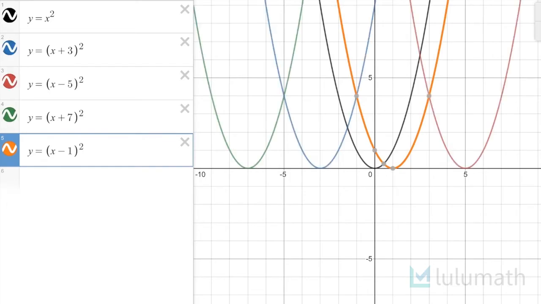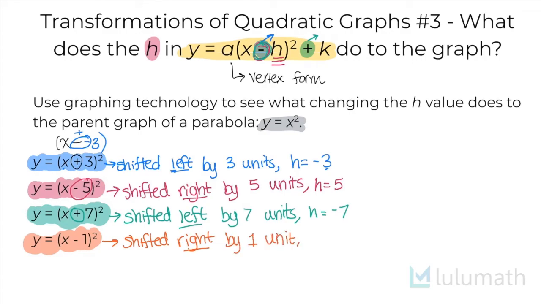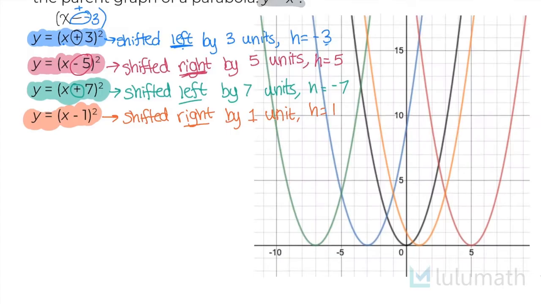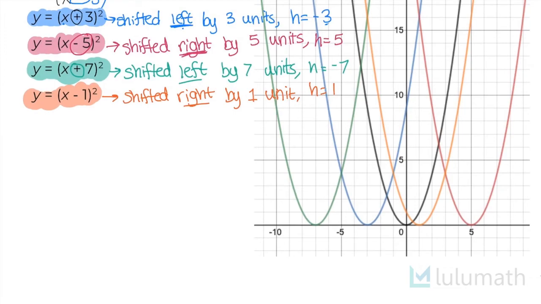I'm going to turn on all the graphs so we can see the only thing that's changing is we're just shifting to the left and to the right. And the reason why, again, is because this is x minus h, which means that the h value has to be a positive 1. And we can see all the graphs right here.